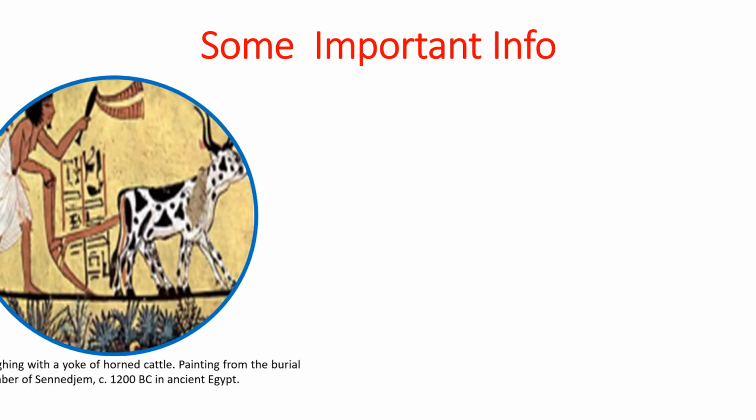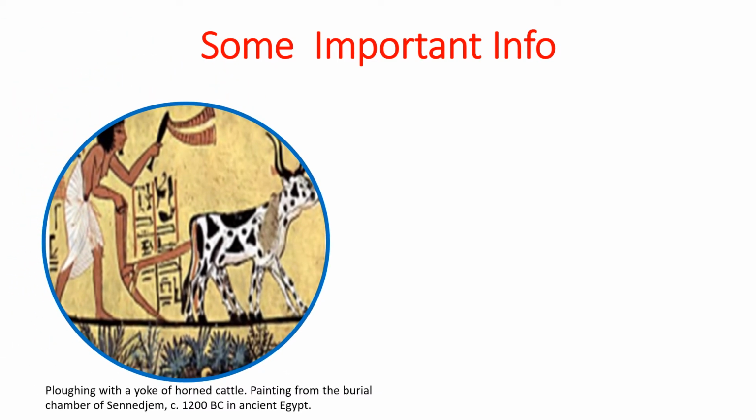Well, let's know some important information about this topic. So we must understand that agriculture started around 10,000 to 15,000 years ago, just after the end of the last ice age.